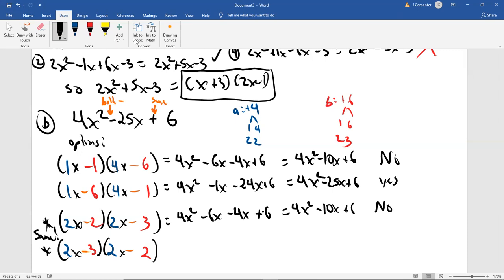In fact, it's coincidentally the same as the first, and that's because there's actually a GCF of 2 in here, and there's a GCF of 2 in here. If you pop those out, you would get the same thing either way. We're not worried about that for now, though. So that says that this was the answer. X minus 6 times 4x minus 1.